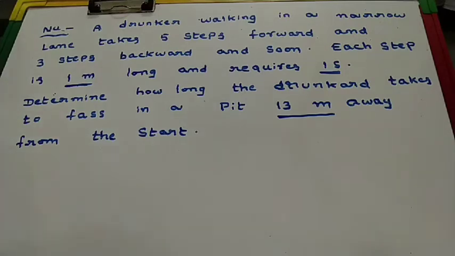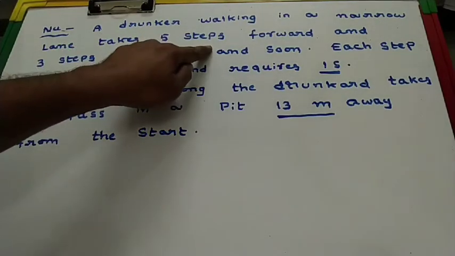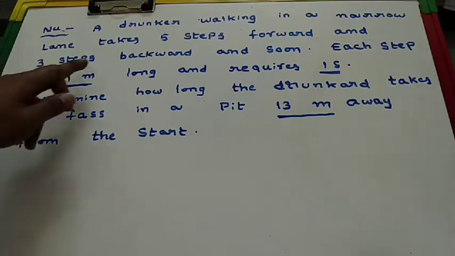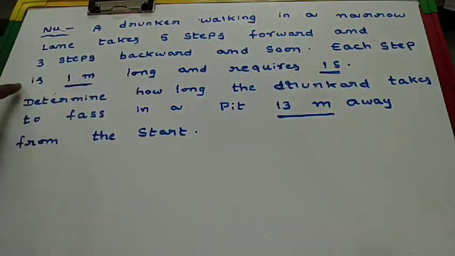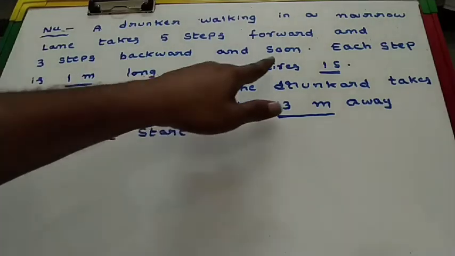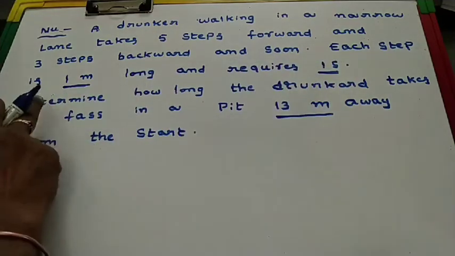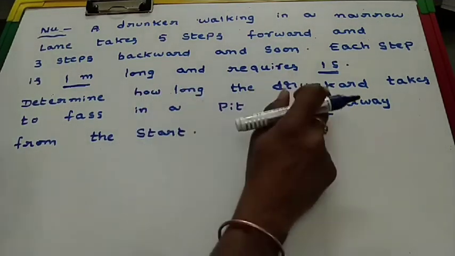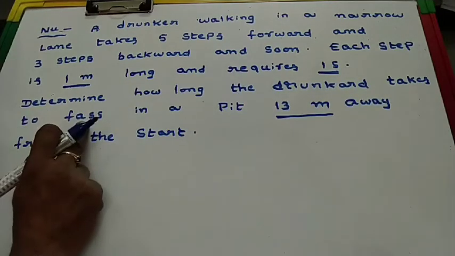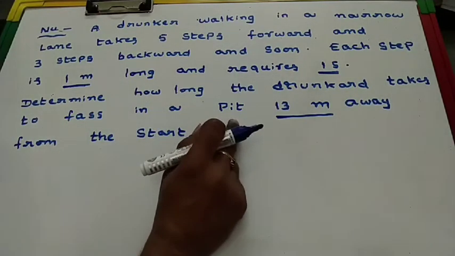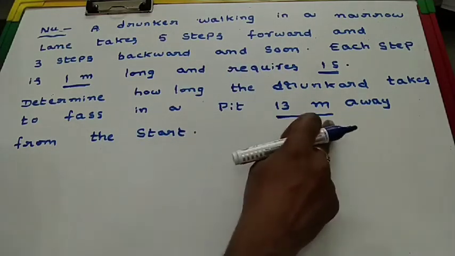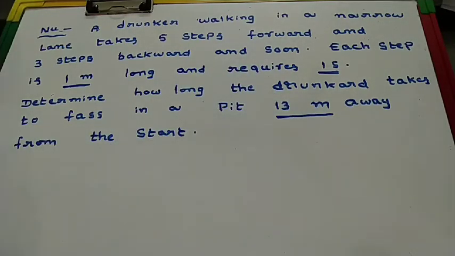Once again, I am repeating the question. A drunkard walking in a narrow lane takes 5 steps forward and 3 steps backward and so on. Each step is 1 meter long and requires 1 second. Full stop. Determine how long the drunkard takes to fall in a pit 13 meters away from the start. This is the question. Now go for the solution.